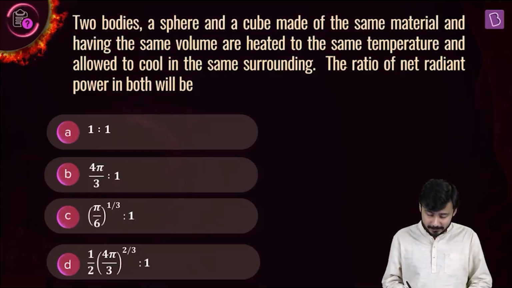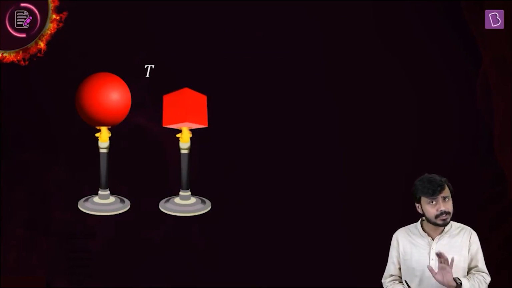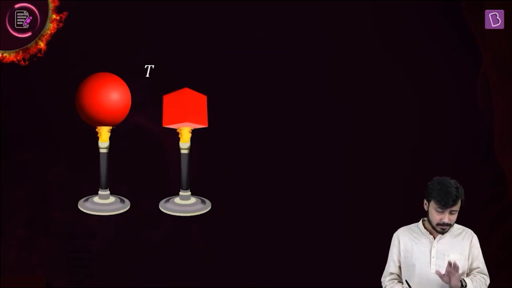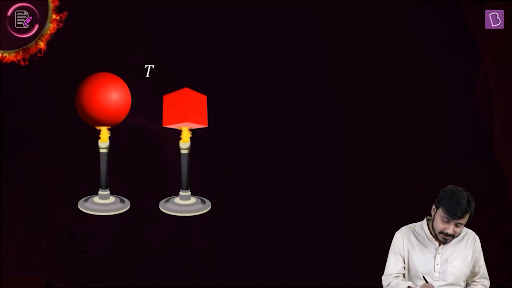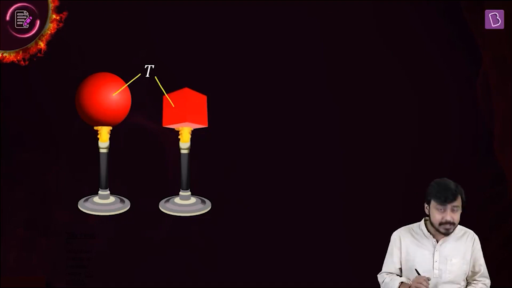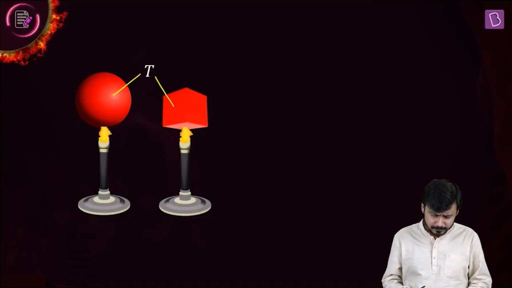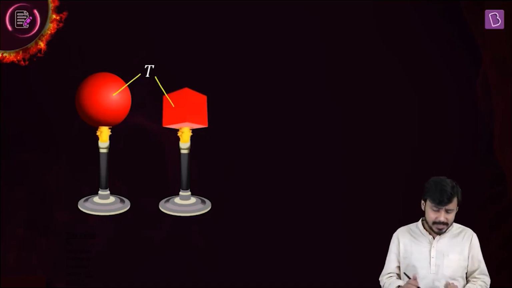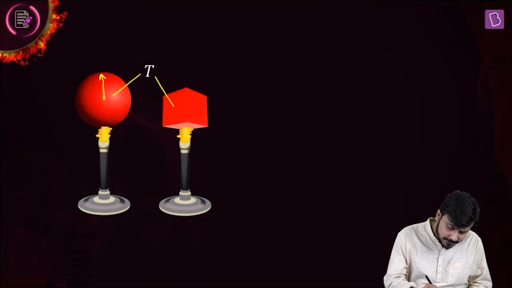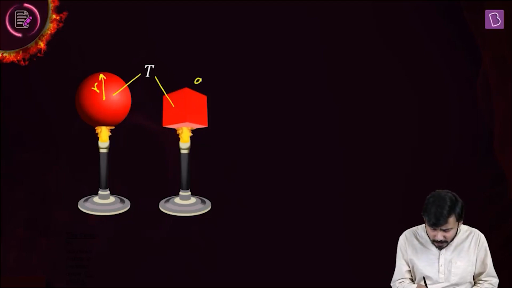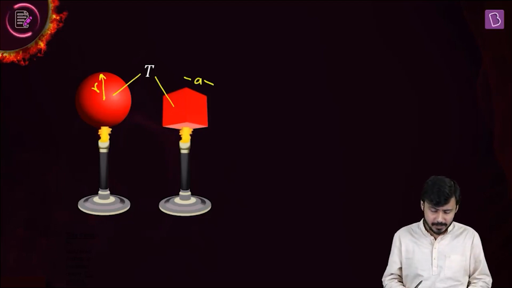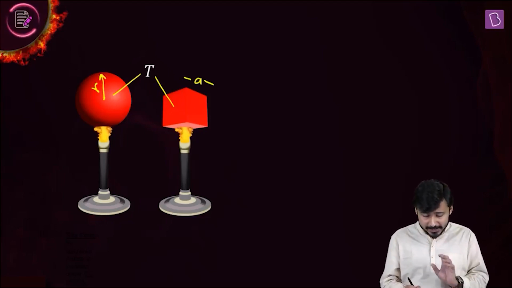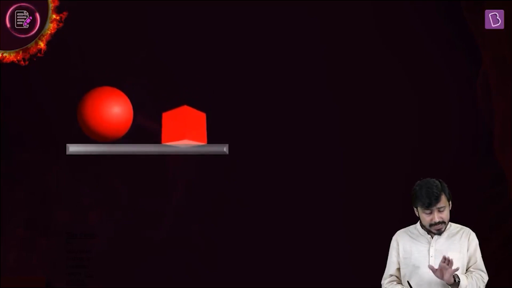So let's look into the figure. These are the two bodies, the sphere and the cube. Given to you, they are heated up to the same temperature, let's say T. So T will be the temperature of both of them, right? For our assumption, let's say the radius of this sphere is R and the side length of this cube is A. A is the value of each side of the cube, right? They are kept in the same surrounding.